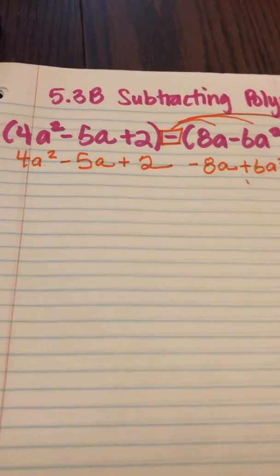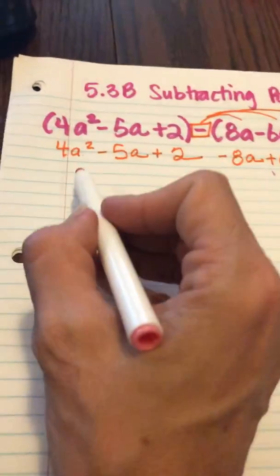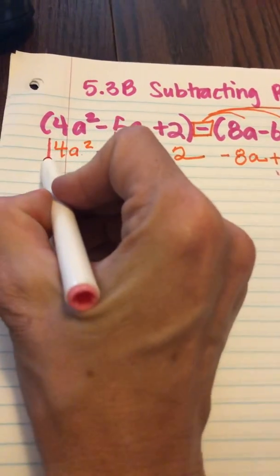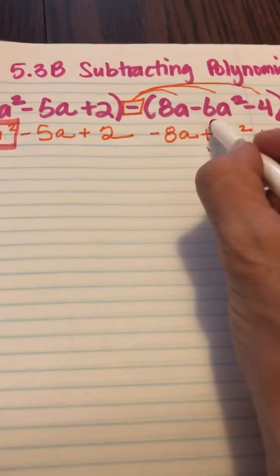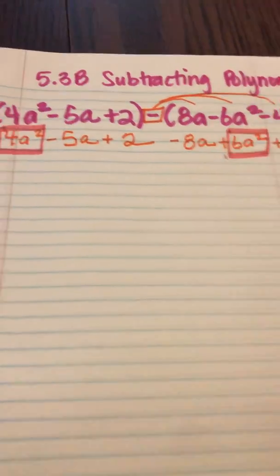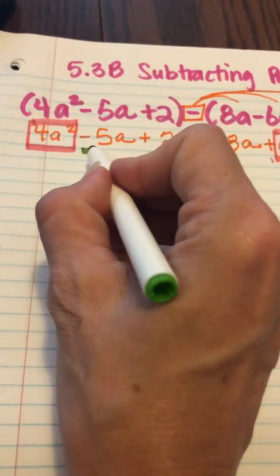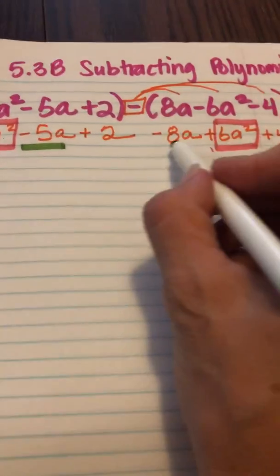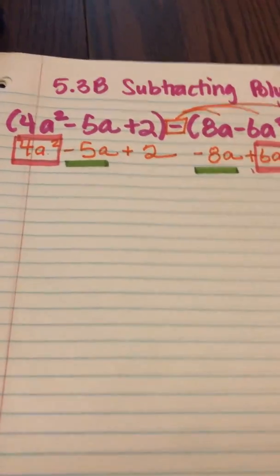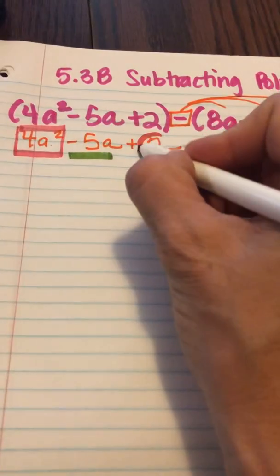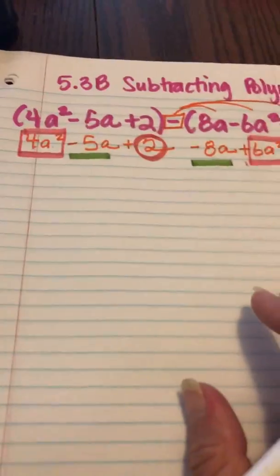And now we're doing exactly what we did with the adding of polynomials. We're identifying our like terms. So we have 4a squared is friends with positive 6a squared. We have our -5a, who's friends with -8a. And then we have our constants of 2 and 4 that are like terms.